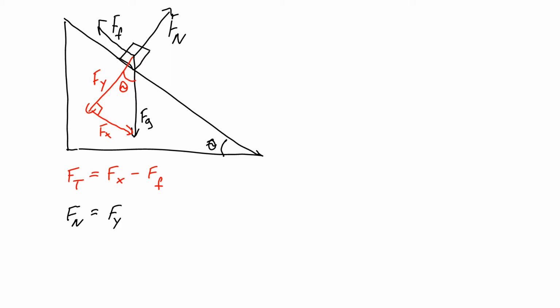Fy is the portion of gravity that's pulling the box into the ramp. Fx is the portion of gravity that's making it go down the ramp. Pulling down the ramp would be better than pushing. The next kind of diagram that's good to have seen before is a box being pulled along a level surface.